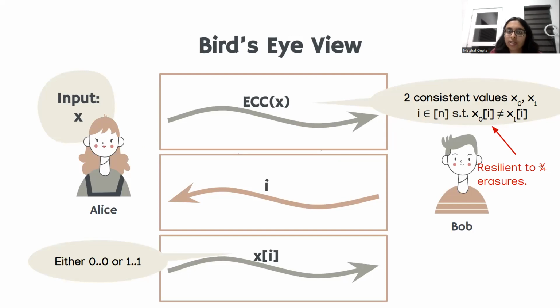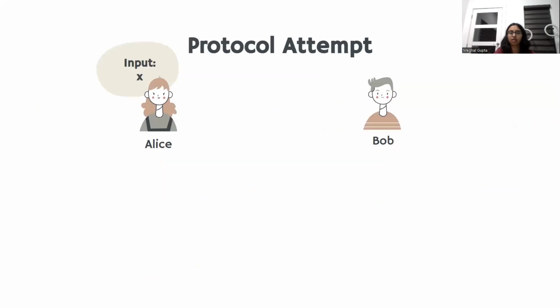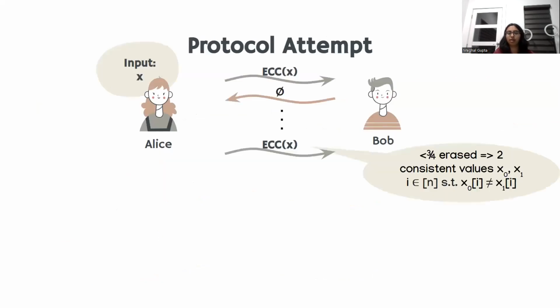if we just divide the protocol into 3 chunks like this, like 3 rounds, then the adversary could just corrupt the shortest round entirely, and then that round will just never happen. So we need to make the rounds variable. What Alice is going to do is she's going to keep sending ECC of X to Bob until he actually receives the message. By receives the message, I mean that he decodes only 2 consistent values, X0 and X1. In other words, less than 3/4 is erased.